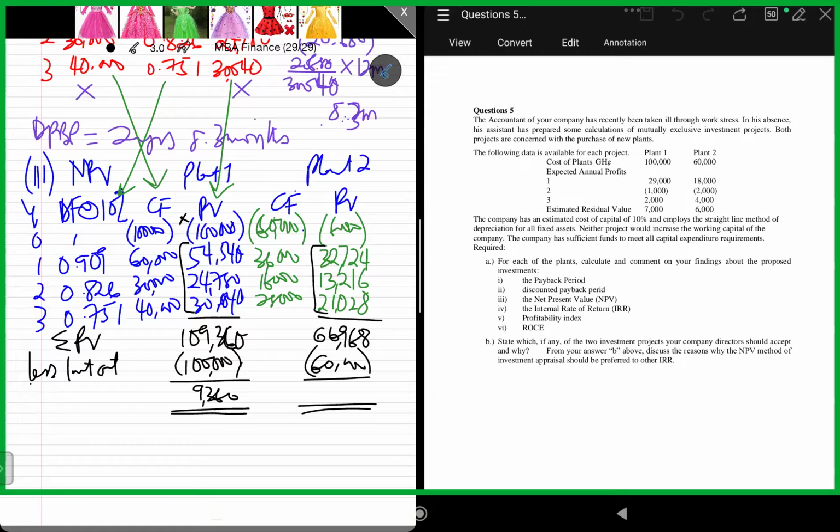Then what is the initial investment for plant two? It should give us a negative 6968. Use the calculator and give me the answer. A positive 6968.